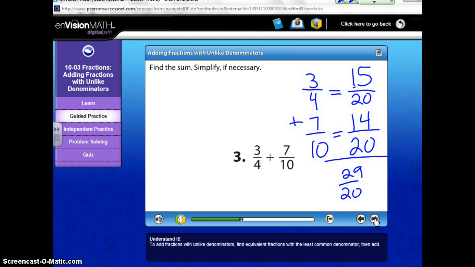Can I leave that alone? No. Why is that a problem, Dathan? What do we call that? It's an improper fraction. So either you can go over here and show your work, which is perfectly fine, or you can do it in your head. How many 20s are in 29? How many will be left over?